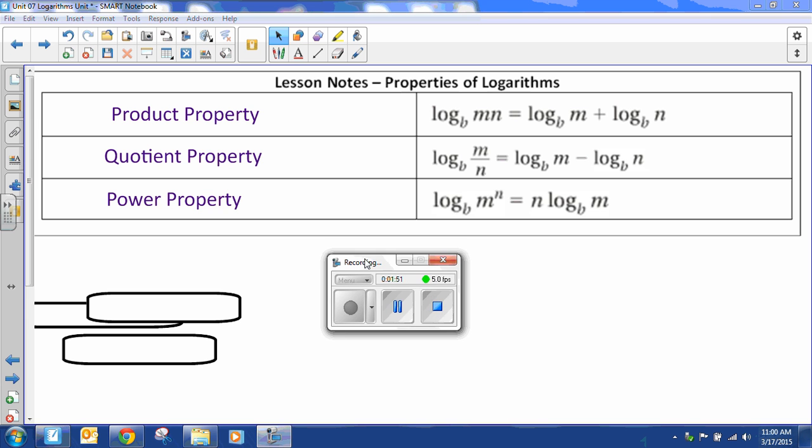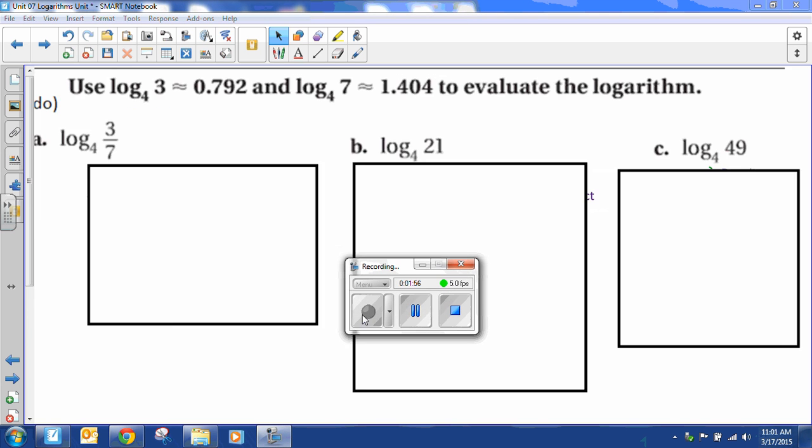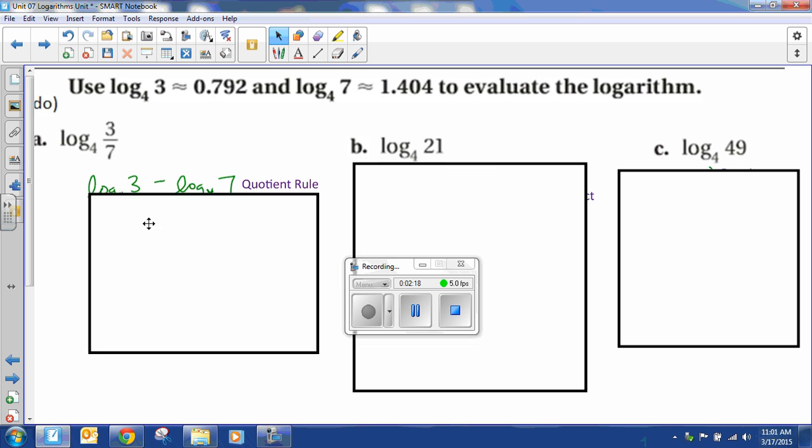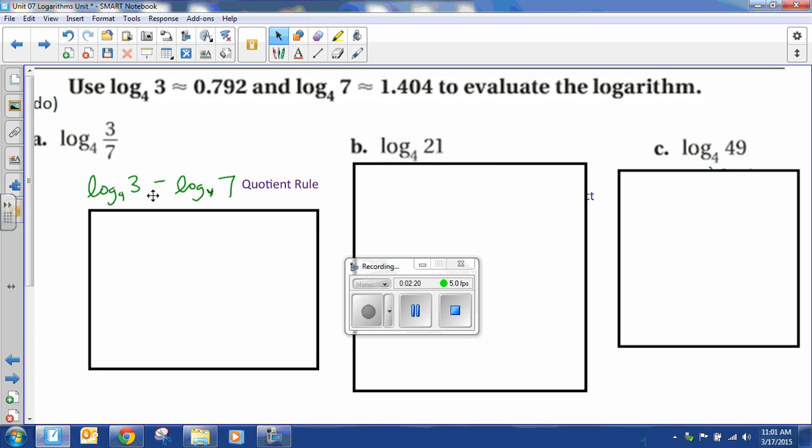Let's take a look to see how we can apply these to some logarithms. Use log base 4 of 3 is approximately 0.792, and log base 4 of 7 is approximately 1.404 to evaluate the logarithm. A, log base 4 of 3/7. So we know that we can apply the quotient rule to expand this out to give us log base 4 of 3 minus log base 4 of 7.